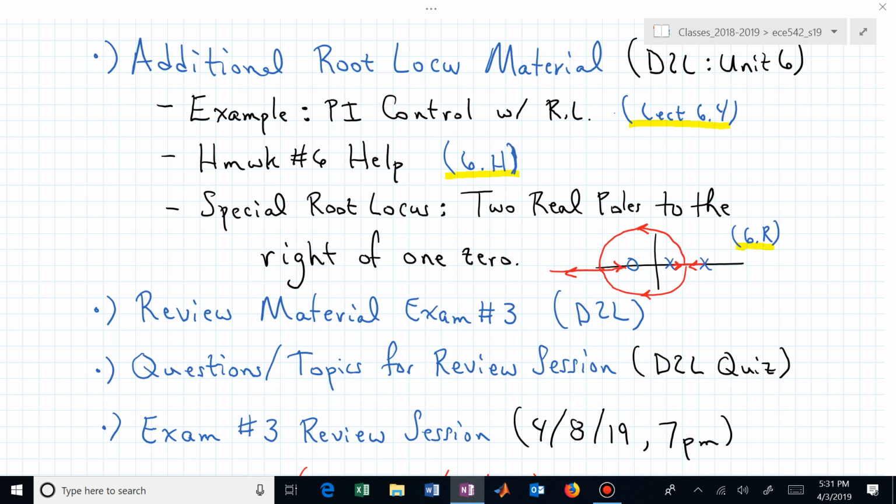And then the special root locus video or notes is 2 real poles walk into a bar with a 0 to their right. I meant to say a restaurant. So 2 real poles walk into a restaurant and they have a real 0 to their... 2 real poles to the right of 1 0. That's what I wanted to say.